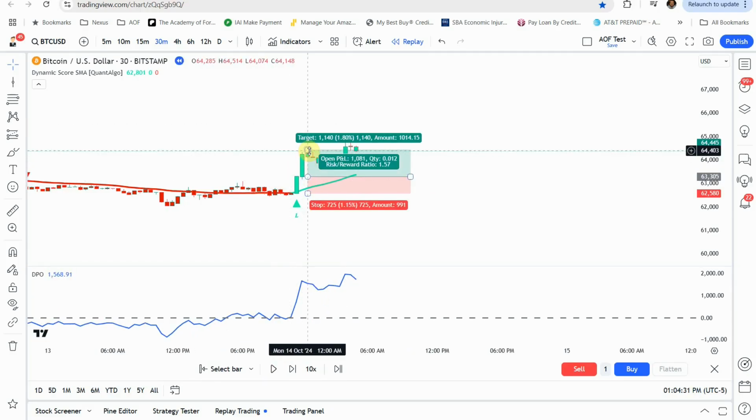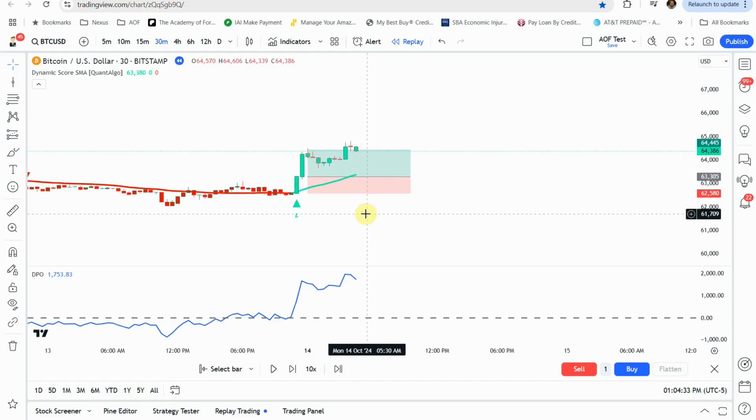And within 2 candles, we make this really nice push to the upside, getting us to our take profit. Alright, so that puts us at the end of the testing right there.